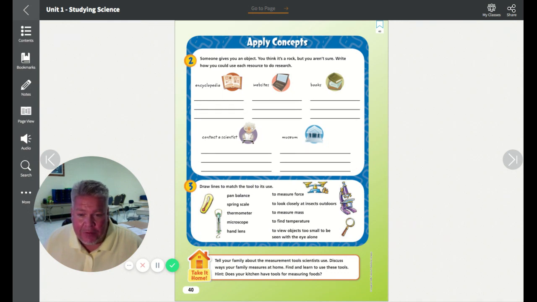Why don't you match that? We'll go over it again. A pan balance, draw your line. A pan balance measures mass. A spring scale measures force. A thermometer measures temperature. A microscope views objects that you couldn't see with your eye alone. And a hand lens, you could look at insects outdoors with that closely.